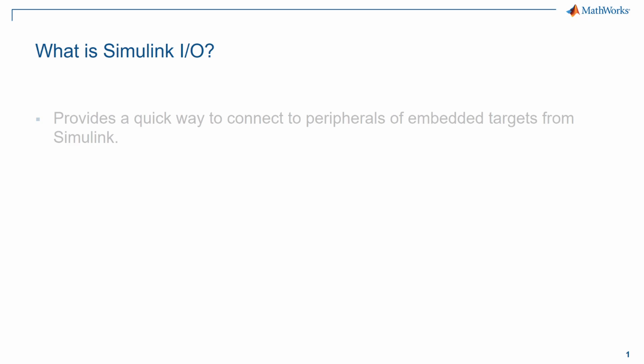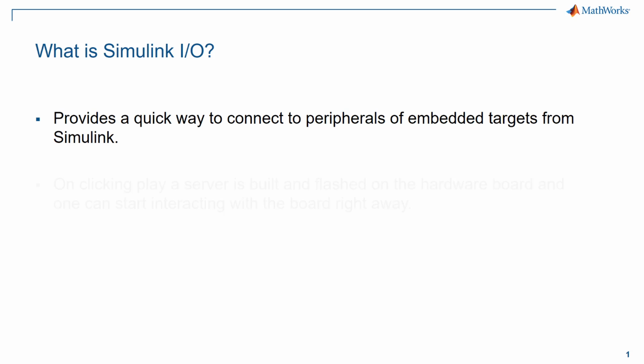So what is Simulink IO? Simulink IO basically provides a quick way to connect to and control Arduino inputs and outputs from Simulink. You can read values from peripheral sources such as ADC and write to peripheral actuators such as PWM. It is similar to the MATLAB solution that we ship with Arduino.